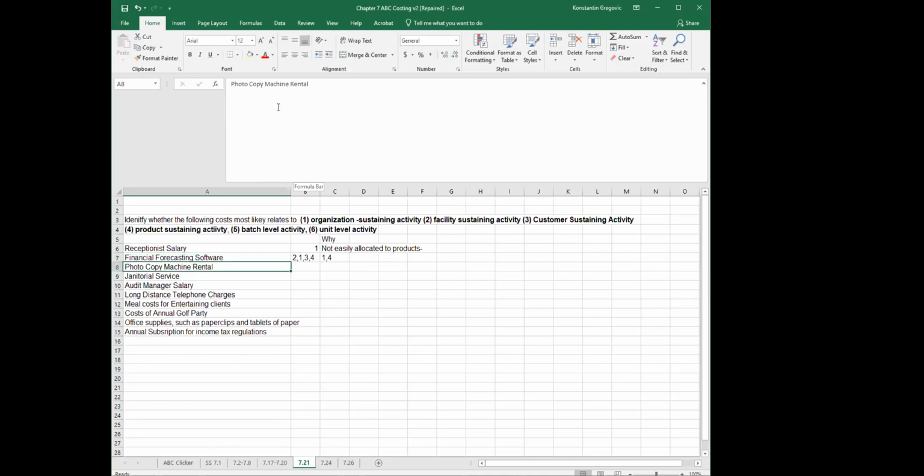Okay, so this should say photocopy machine rental. What does that sound like? Again, think about what am I using that photocopier for? Terrence says six. Why do you say six? Just out of interest. Anybody else? The rental and products used for batch size. I mean, that could be a possibility. Anybody else?